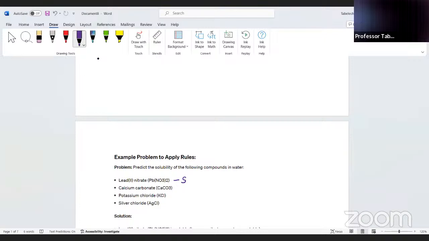Calcium carbonate. Is calcium carbonate soluble, meaning it will dissolve in water, or insoluble, meaning it's not?